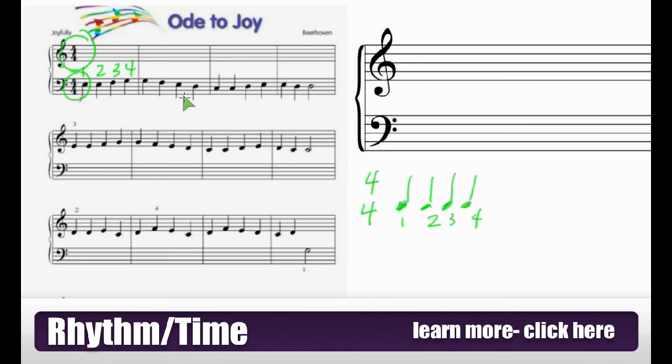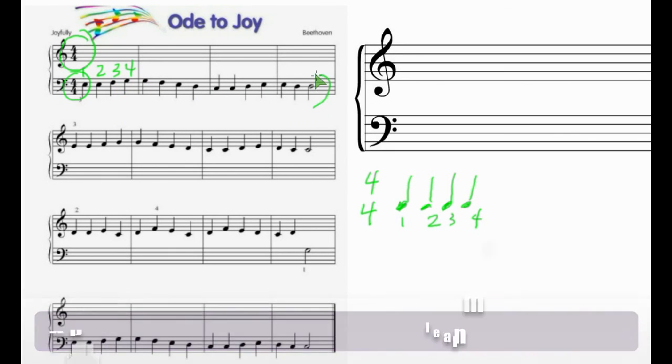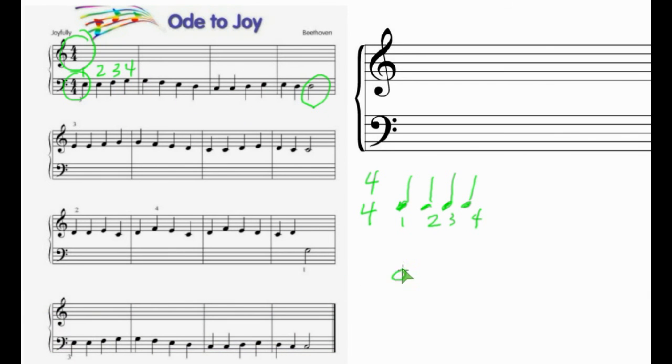Moving along, scanning through the music here, I see quarter notes until the end of line 1, and then I see a half note. And I remember that a half note holds for 2 beats. Checking line 2, scanning along all quarter notes until the last note. Same rhythm pattern for line 3, and again, same rhythm pattern for line 4.